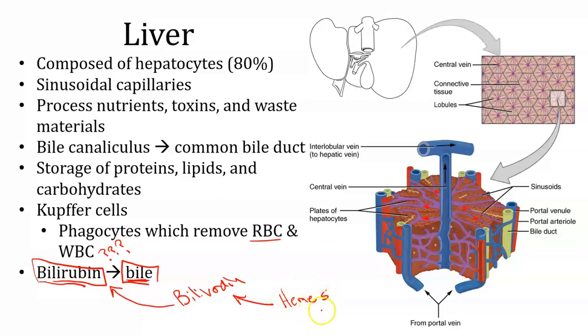So you take hemoglobin, it's got 4 heme groups. Each heme group's got an iron atom on it. Take off the iron, and then you're left with the heme. The heme gets converted into biliverdin. Biliverdin gets converted into bilirubin. And this is the thing that can accumulate in your skin to create jaundice.